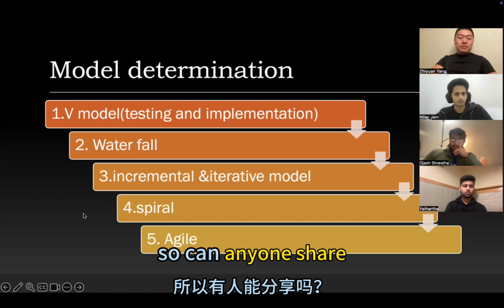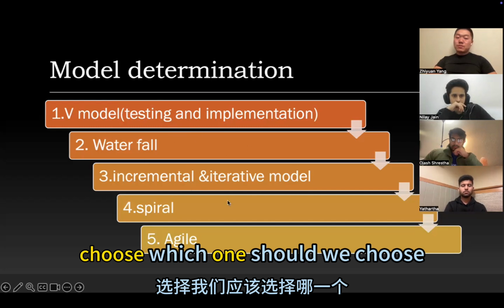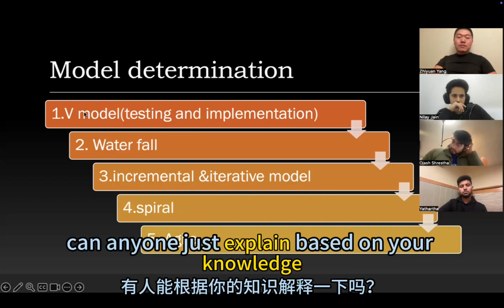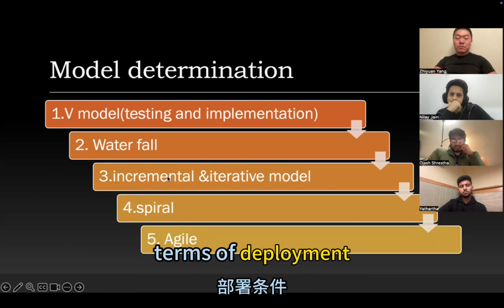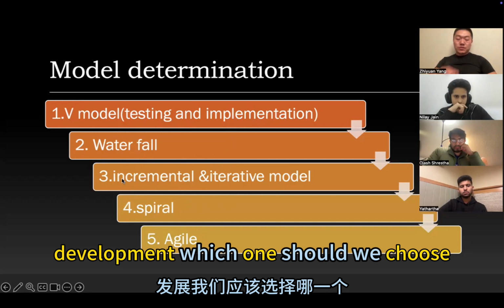So can anyone share which model and why should we choose? Which one should we choose? I recommend we choose Agile. Can anyone just explain, based on your knowledge, the V model, waterfall, what are the pros and cons, and then in terms of development, which one should we choose?